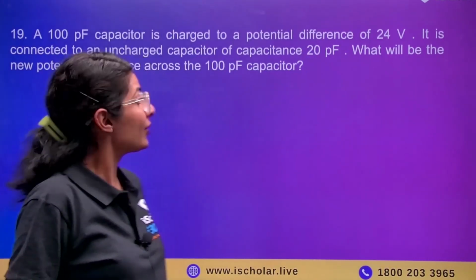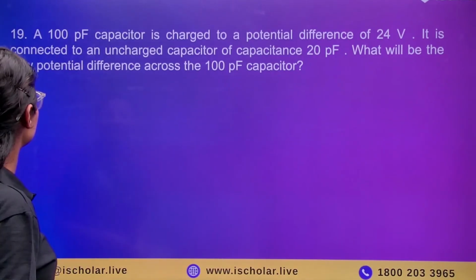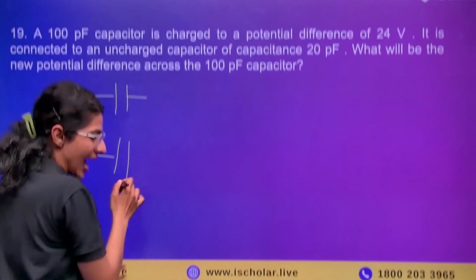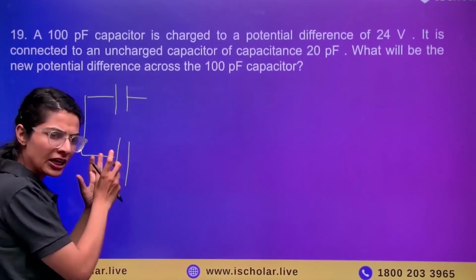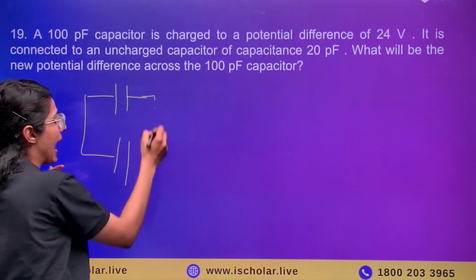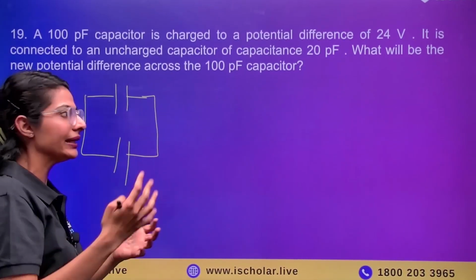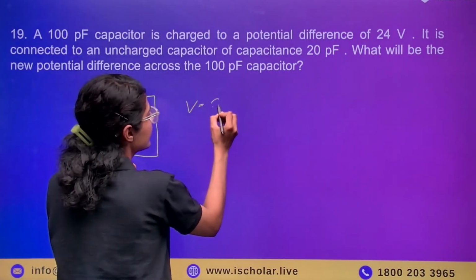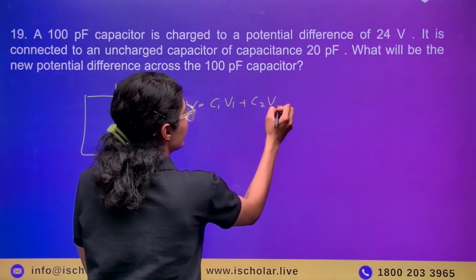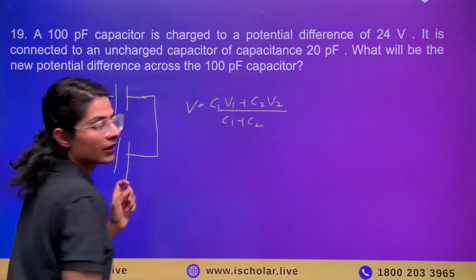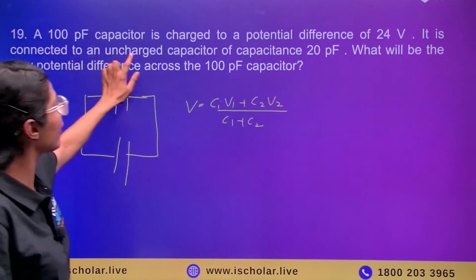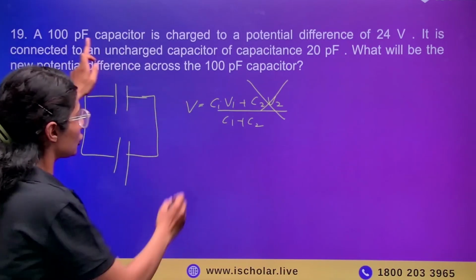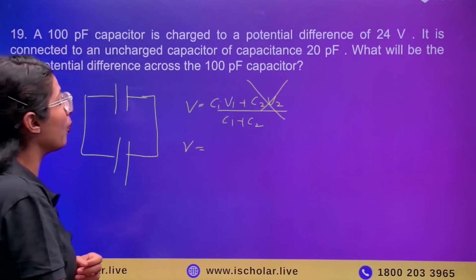Coming to the next question, we have a capacitor charged to a potential. Whenever such a question comes, where one is charged, another may be uncharged or differently charged, and they are connected together without any battery, the total common potential between them is given by C1 V1 plus C2 V2 divided by C1 plus C2. In this question, initially one was uncharged, so its potential would be 0.